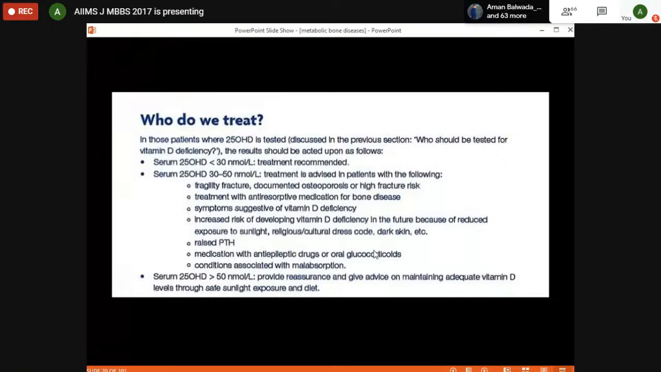or vitamin D deficiency symptoms like malaise. Treatment with anti-resorptive medications for bone diseases. If someone is on anti-resorptive medications, and if the patient is having increased risk of developing vitamin D deficiency in future because of reduced exposure to sunlight, due to any religious or cultural dress code or dark skin, like these things, here we should treat.